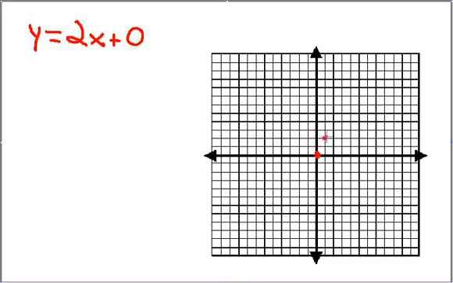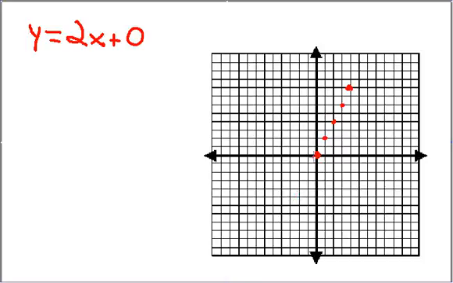And I could go from that point up 2 and over 1, and from that point up 2 and over 1, and so on. Now, it is important to note, I could actually come down here to my origin, and instead of going toward the right here, I could actually go left and down and still get a positive slope.